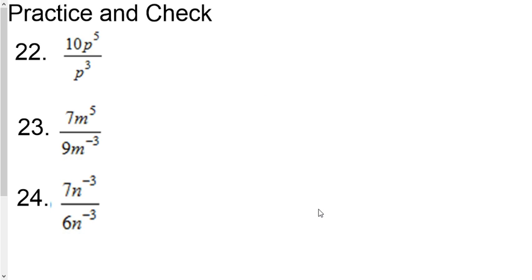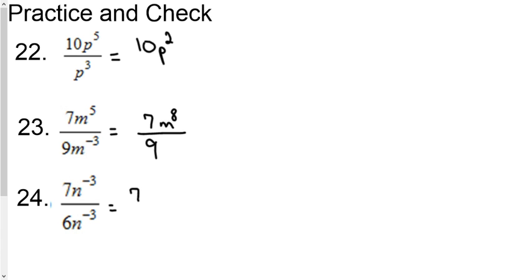At this point, pause the video, do these 3 problems, see if you get the right answer. I don't mind if you do it long method or shortcut method. Just make sure you can get the right answer. Okay, here we go. Here's the answer to number 22. Here's the answer to number 23. Please keep in mind that the 7 and 9 cannot be reduced any further. They can't be simplified, so it stays the same. 5 minus negative 3 equals positive 8. That's keep, change, change.